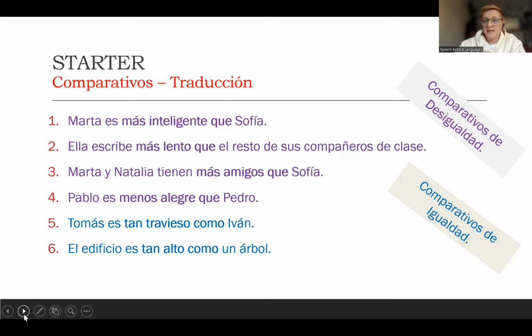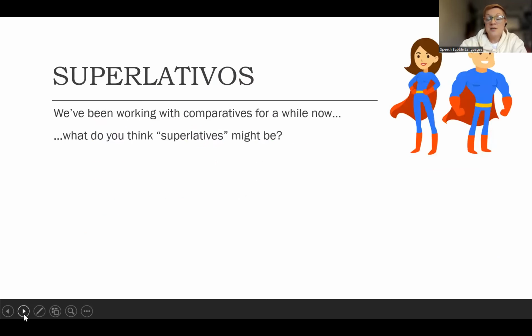I hope you got all of those 6 translation sentences correct. If so, you're ready to move on with the second part of our session. Today, we're going to be focusing on superlativos, because you should be quite familiar with comparatives. I've been working with them for quite a while. What do you think superlatives might actually be then? Have you heard this expression before?